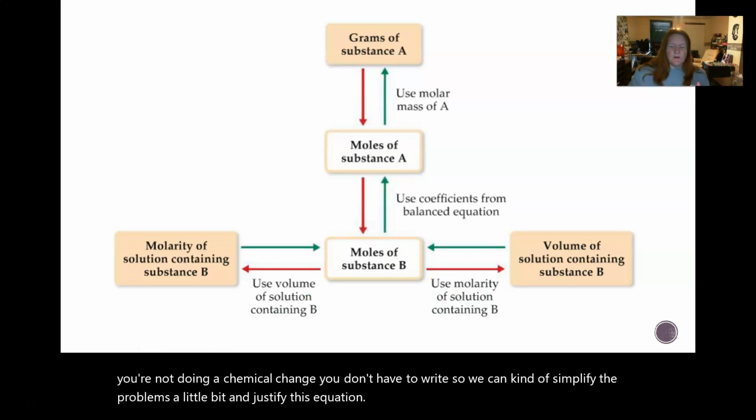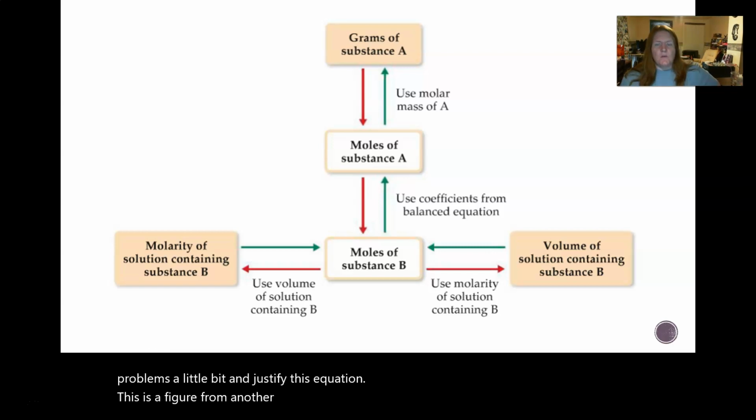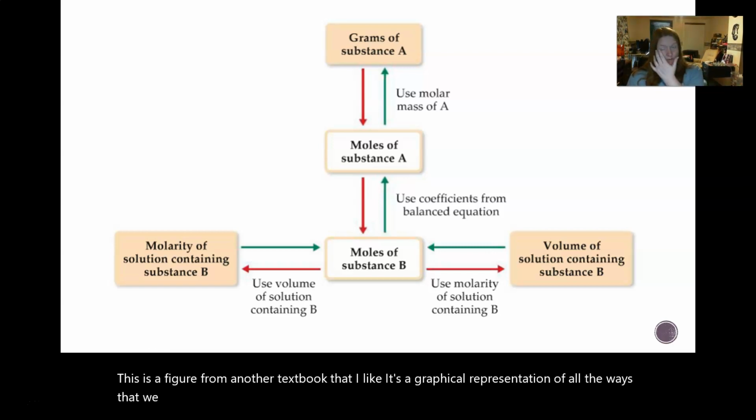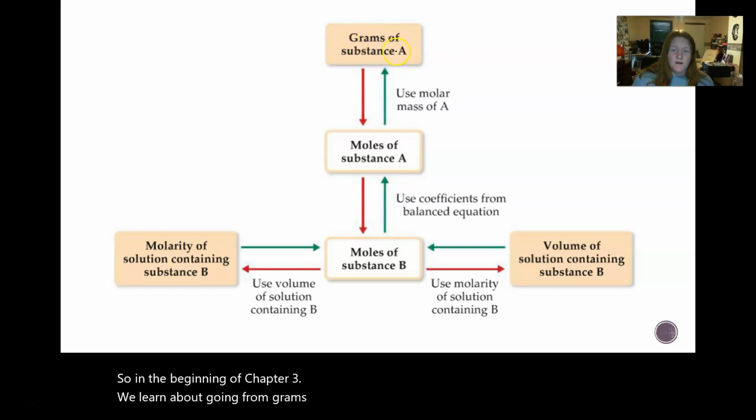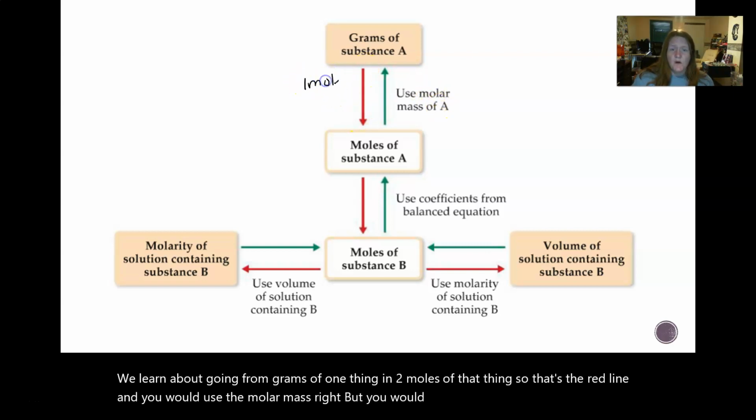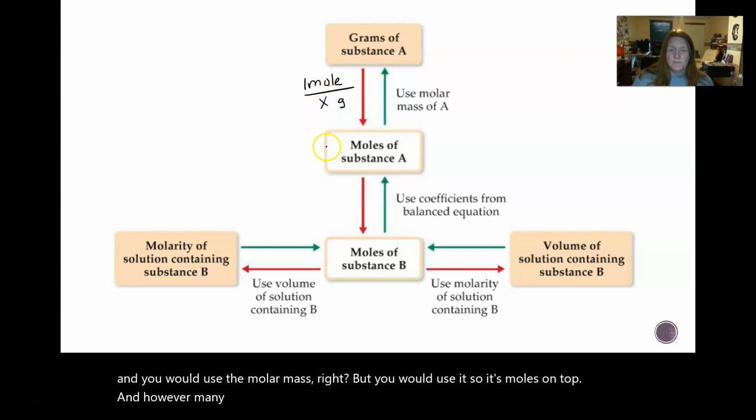This is a figure from another textbook that I like. It's a graphical representation of all the ways that we have learned in the last 2 chapters to convert things. So in the beginning of chapter 3, we learn about going from grams of one thing into moles of that thing. So that's the red line, and you would use the molar mass, right? But you would use it so it's moles on top and however many grams on the bottom, right? And just to remind you, molar mass comes from the periodic table.